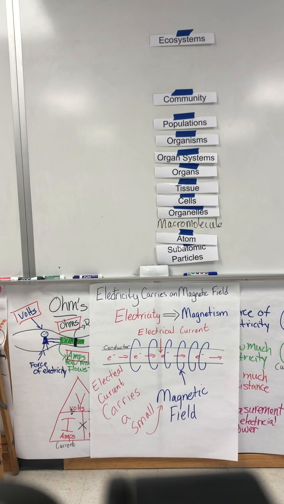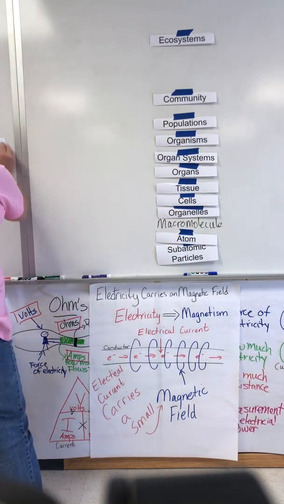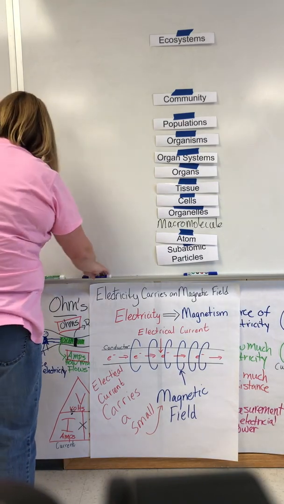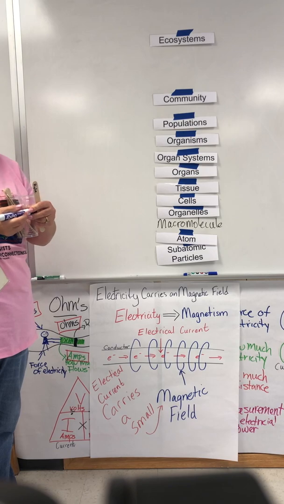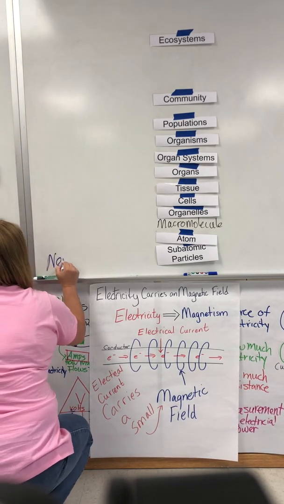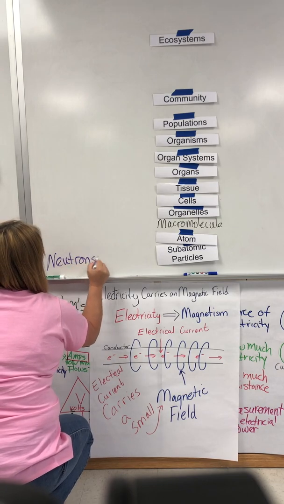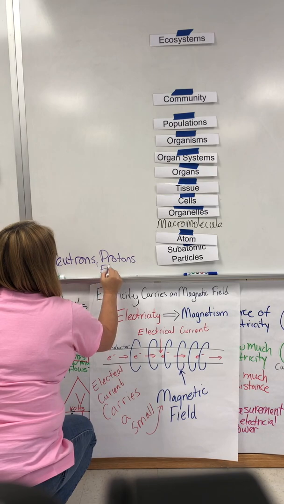Alright. She needed somebody. Alright, Kylie, what are the smallest things I have taught you this year? Atoms. Atoms, okay? Smaller than that, what makes up atoms? Neutrons, electrons, protons. Very good.